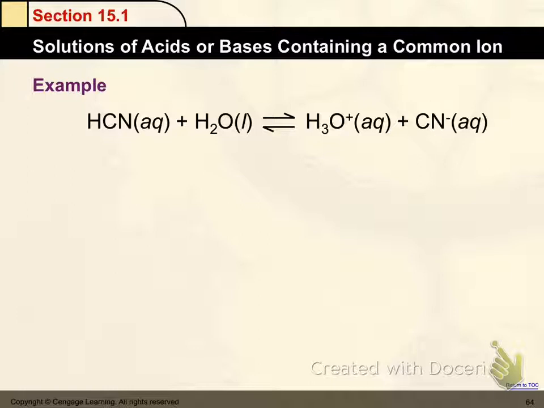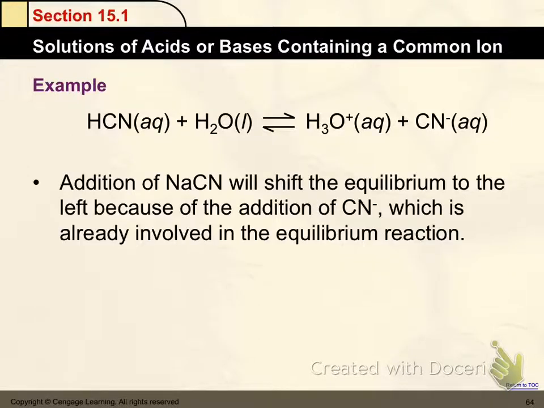If you take a look at the equation here, we have hydrogen cyanide, or cyanic acid, that's reacting with water to form the hydronium ion and this cyanide ion. And the common ion effect is essentially asking what happens when we add a common ion. So if we were to add a salt to this particular acid solution, and that salt would be sodium cyanide, NaCN, the equilibrium is going to shift to the left.